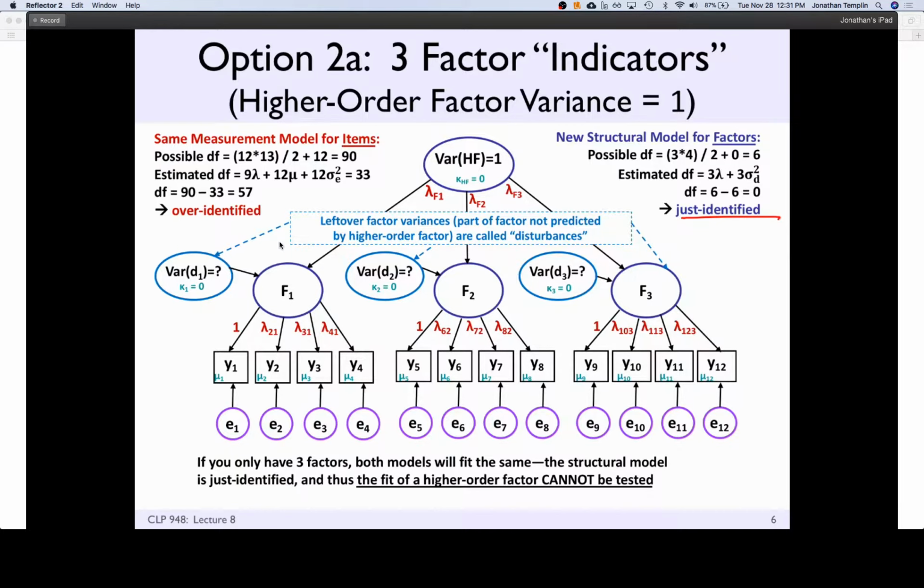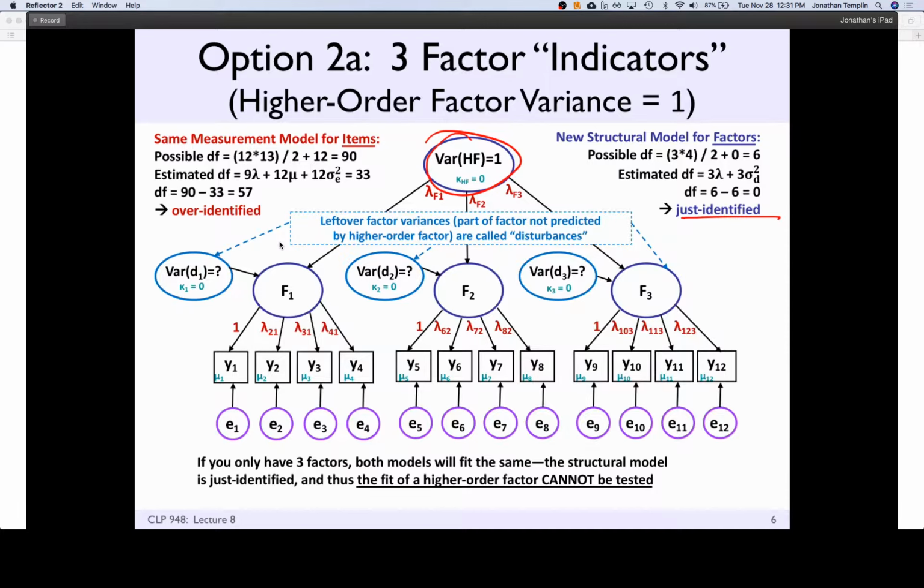So what you end up having, if you have 3 factors, is that if you believe there's a higher order trait, this higher order trait model fits perfectly to your data. Just like when you had 3 items, your factor fit perfectly. And so remember that argument you're making.